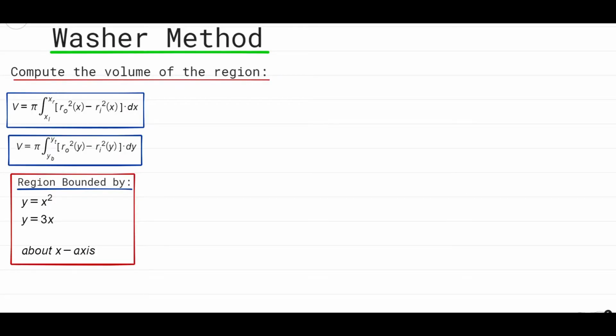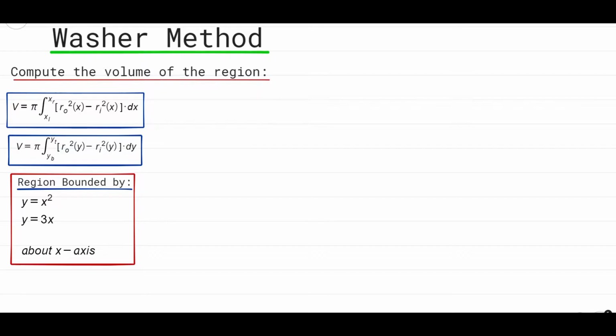So in this video, we're going to go over a new concept known as the washer method. And the washer method is basically a build-up from the disk method. In the disk method, you were only given one radius. In the washer method, you're given two. So in this example, notice how the region's bounded by y equals x squared, y equals 3x about the x-axis.